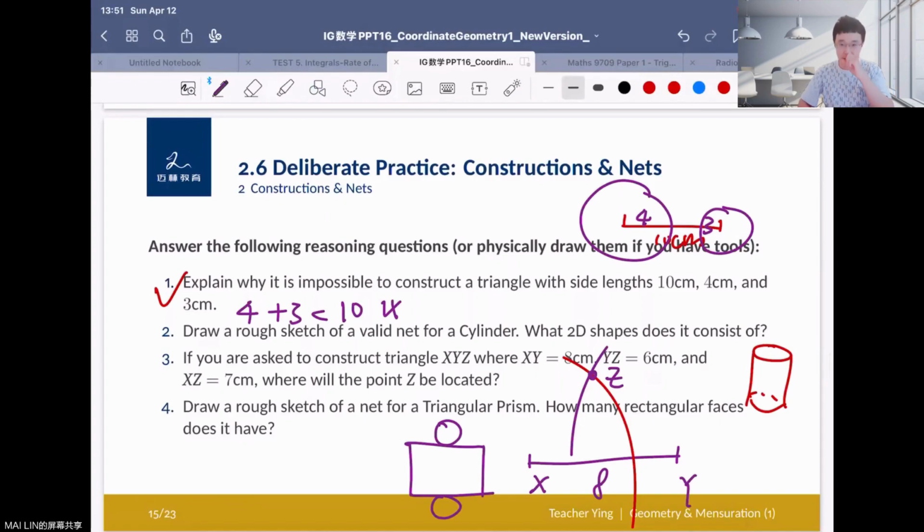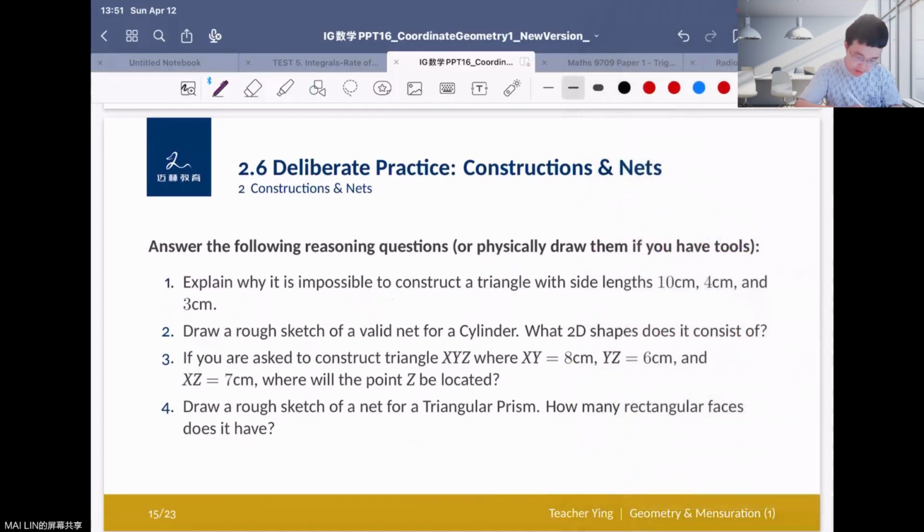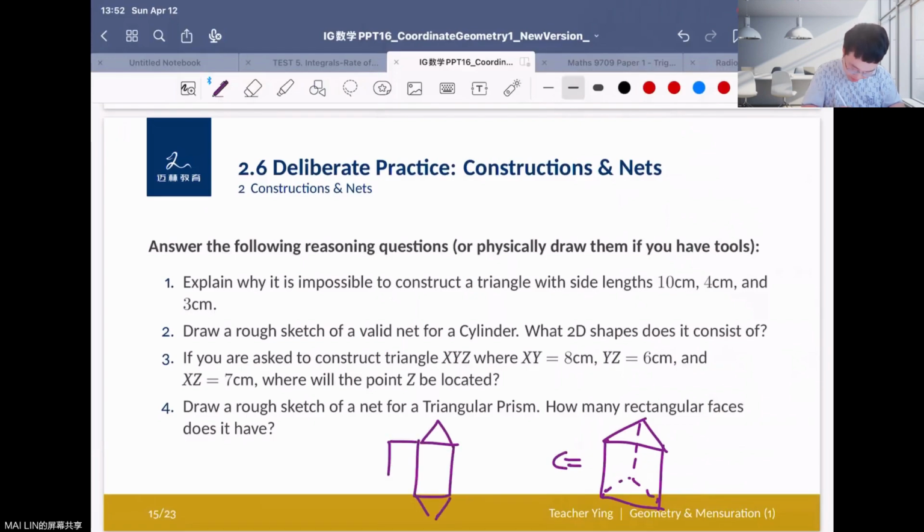For the last problem, draw a rough sketch of a net of a triangular prism. How many rectangular faces does it have? A triangular prism looks like this. When you open it, there is a top area and a base area, both triangles, and there are three rectangles for the side surfaces. So yes, there are 3 rectangular faces.